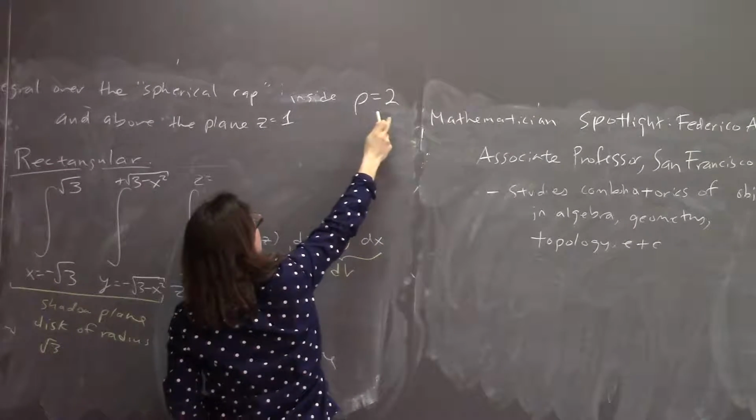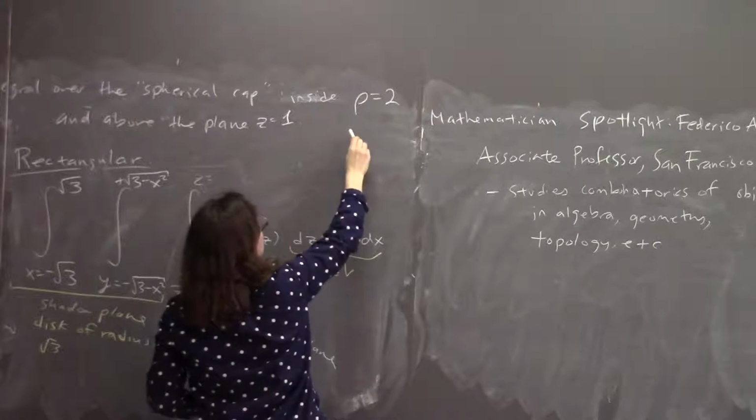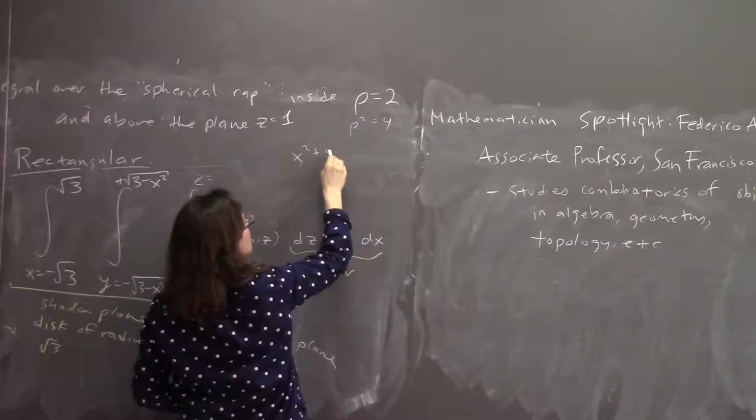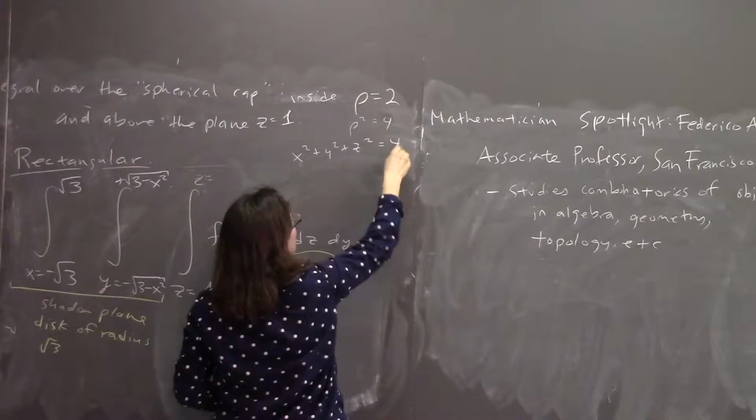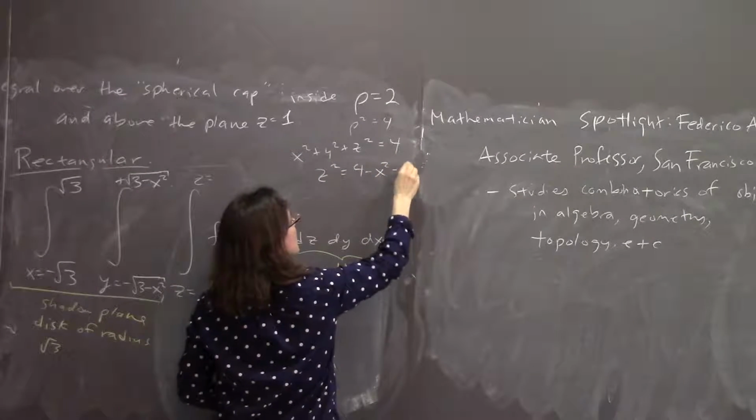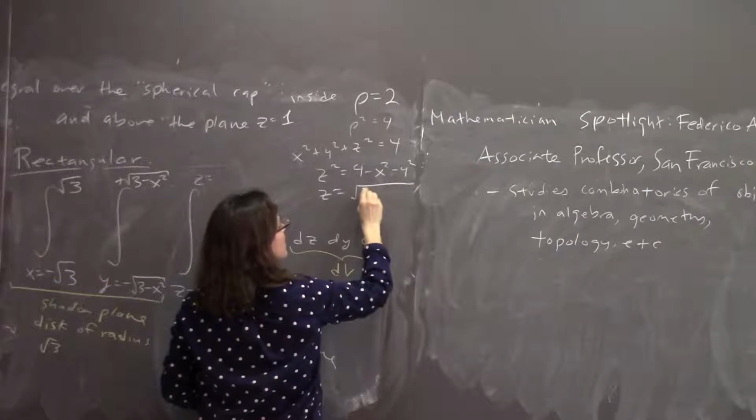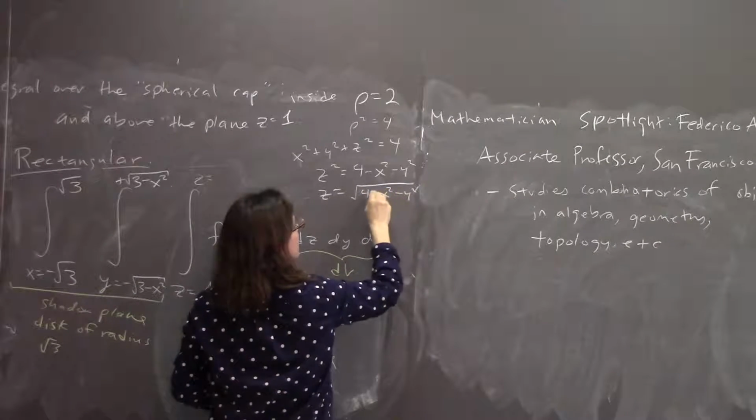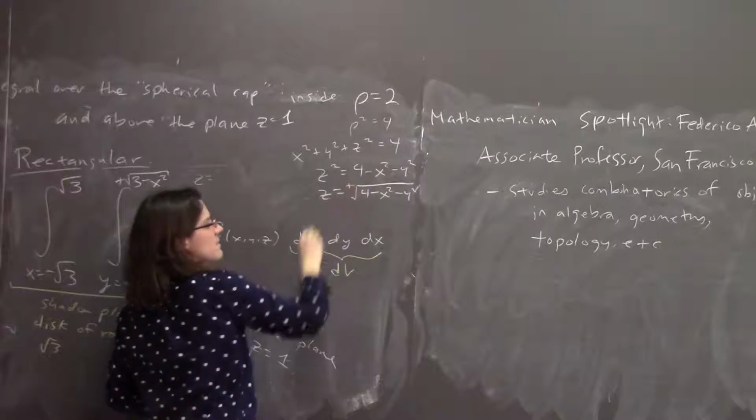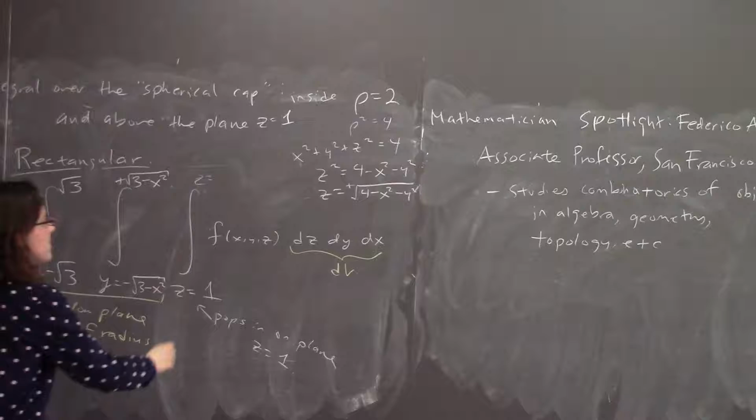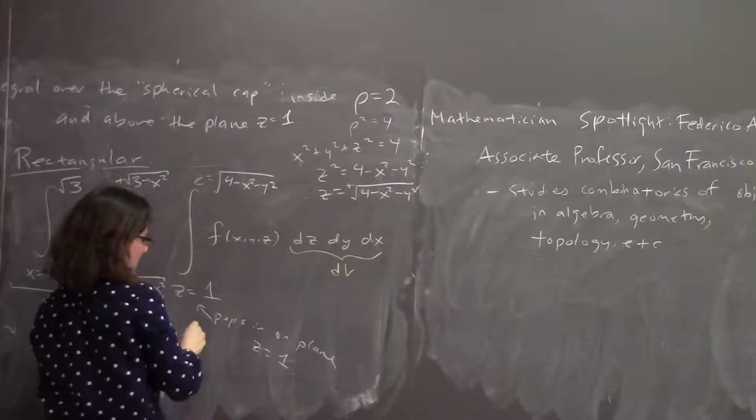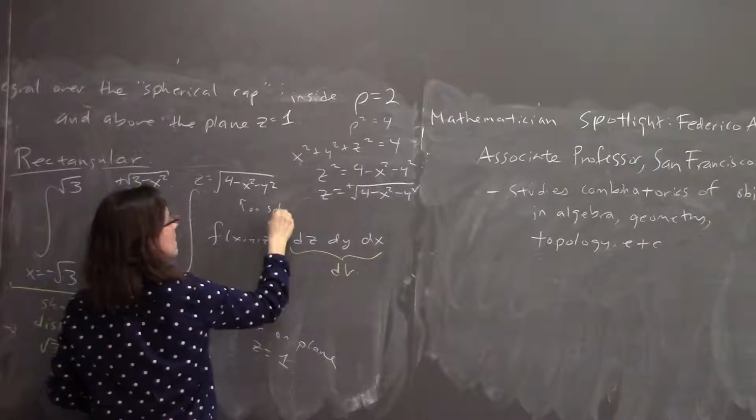So let's do that. Rho equals 2 means rho squared equals 4. And rho squared is x squared plus y squared plus z squared equals 4. So I'll solve for z. Z squared is 4 minus x squared minus y squared. So z is plus or minus the square root of 4 minus x squared minus y squared. And in my region, z is always positive, so I'll take the positive square root there. So it pops out on the sphere where z equals the square root of 4 minus x squared minus y squared. And this is on the sphere.